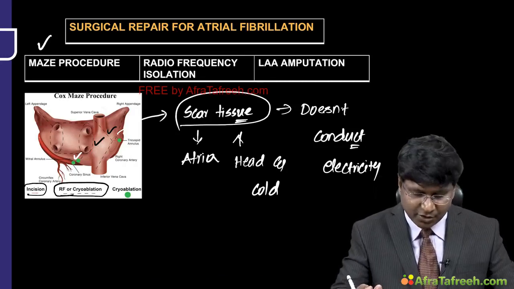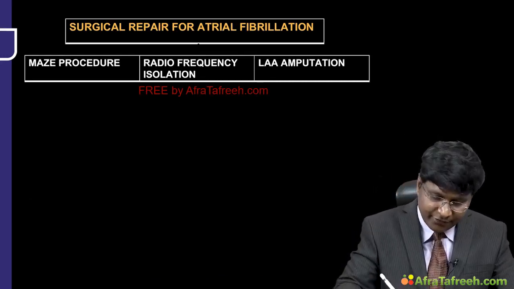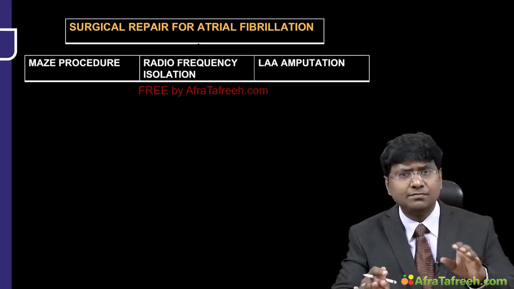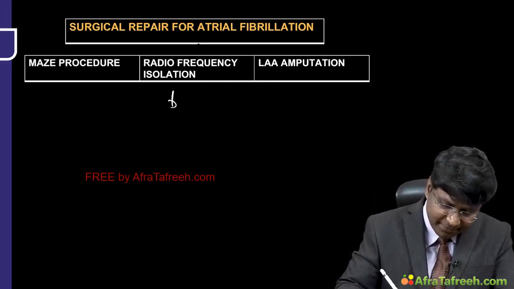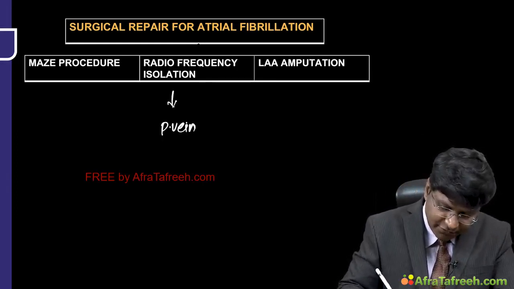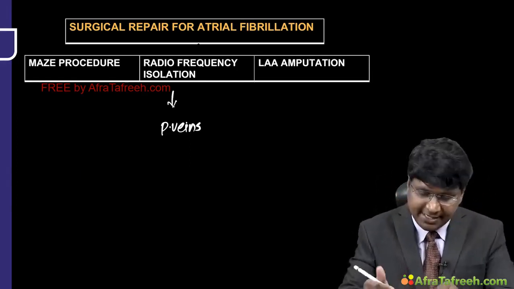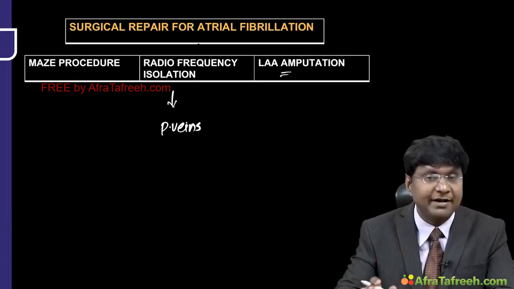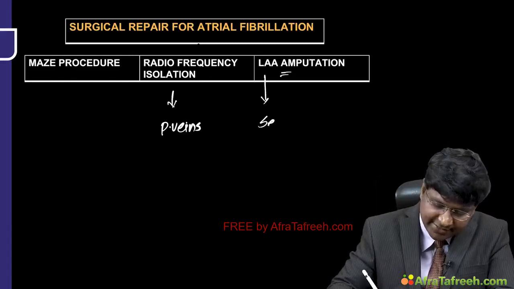The other option of surgical treatment in atrial fibrillation is radio frequency isolation. Radio frequency isolation of the pulmonary veins has to be done, and that is also one of the options for aborting or reducing the attacks of atrial fibrillation. And the next thing is that the left atrial appendage should be amputated. Why? Because it is the left atrial appendage that is the seat for thrombus.